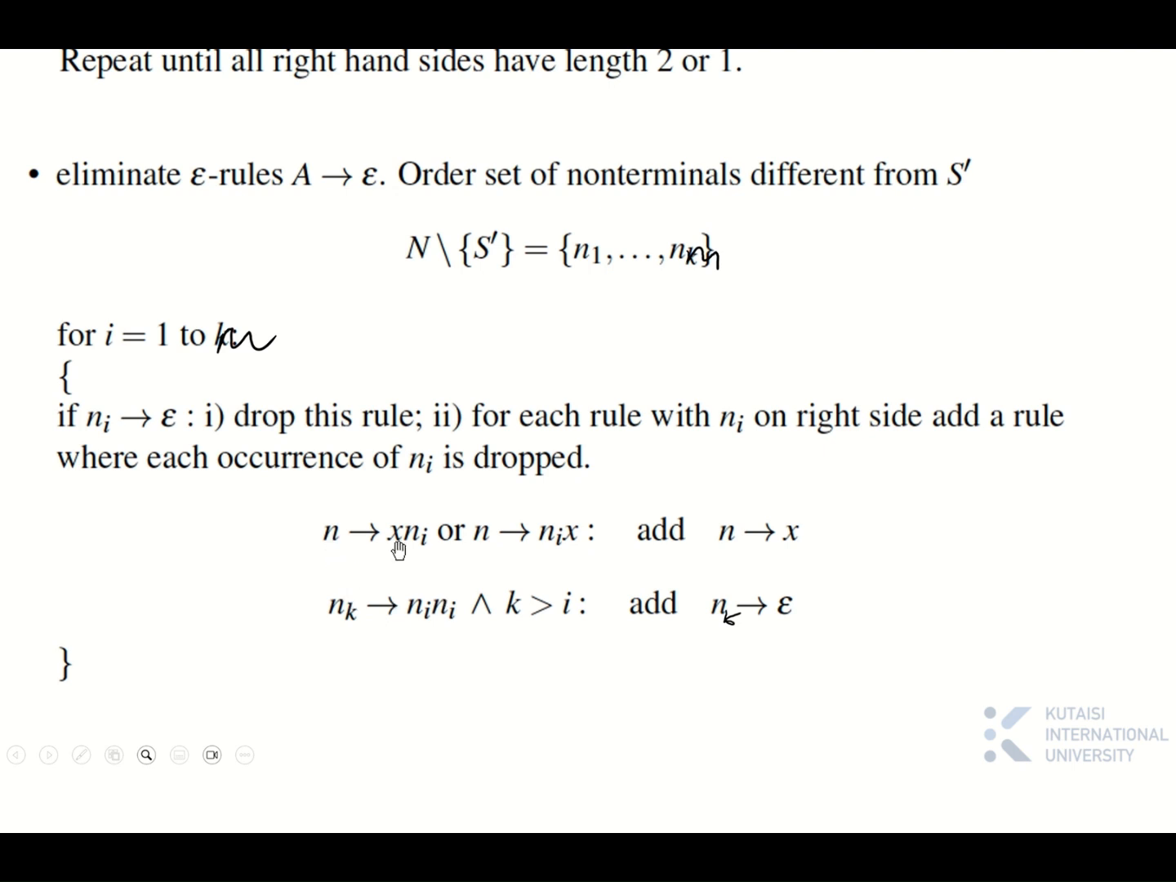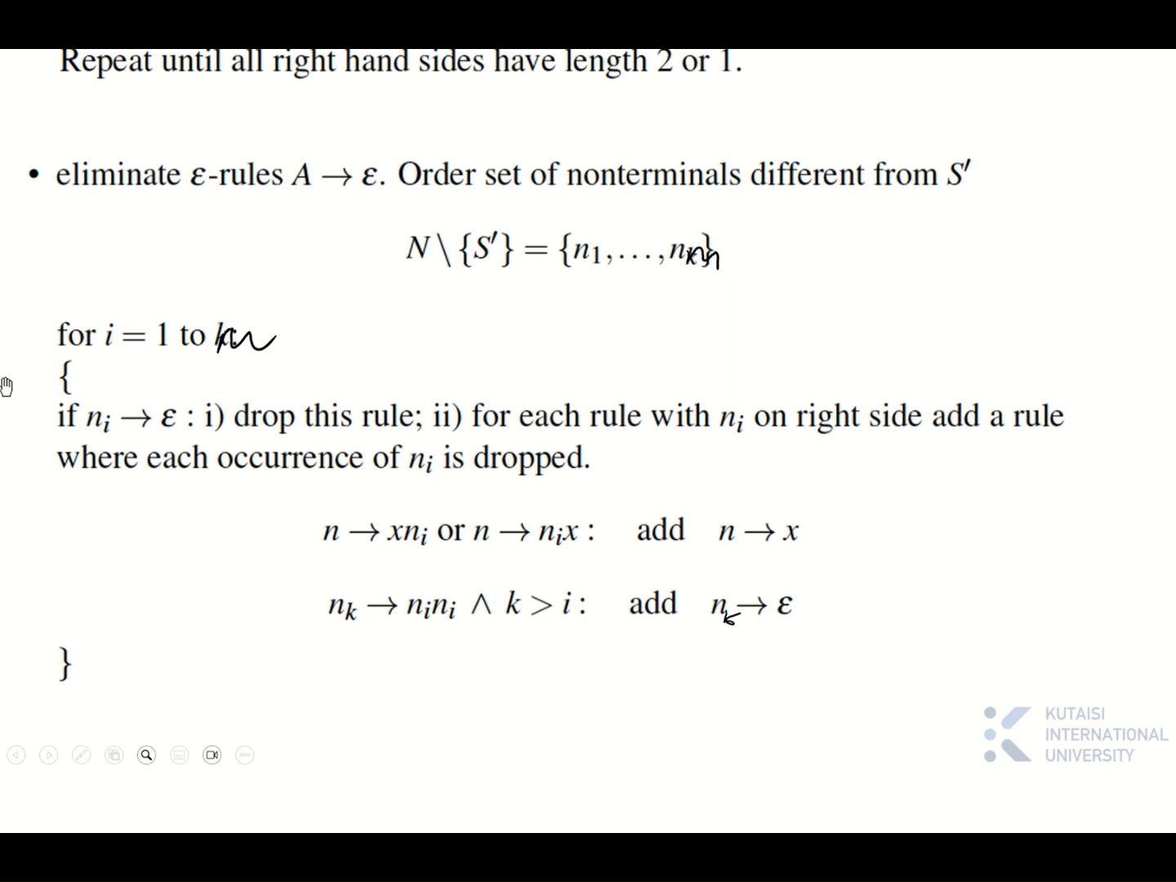So if I have a rule like this, or like this, I will add a new rule that N directly derives x. Because before I was able to replace Ni with epsilon, now I dropped it, so I add this rule. Okay? And for this thing here, if k is bigger than i, where i is my index that I'm running my for loop on. So in case i equals 1, for all k bigger than i, Nk derives Ni will be replaced by this one.